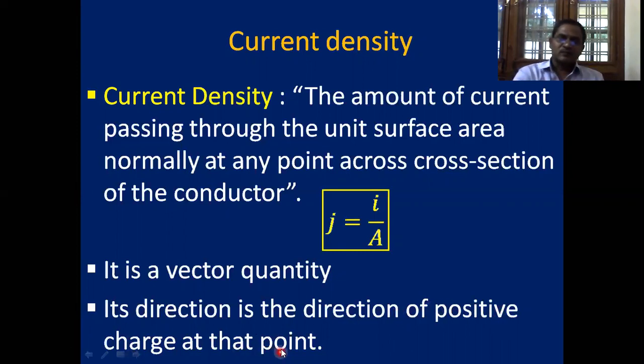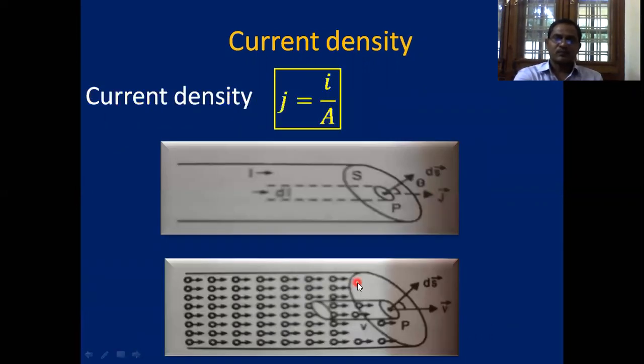Now you see here, this is the current carrying conductor. For example, take a metallic conductor, then the cross-sectional area is like this. If we divide the total cross-sectional area into small area elements, consider a small infinitesimal area element ds bar. The direction of ds bar is perpendicular to this area element, shown by the arrow mark.